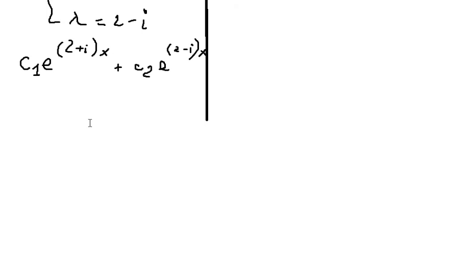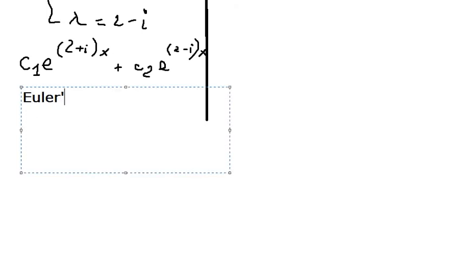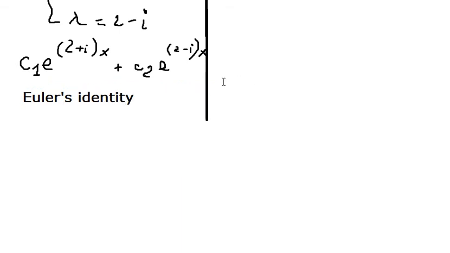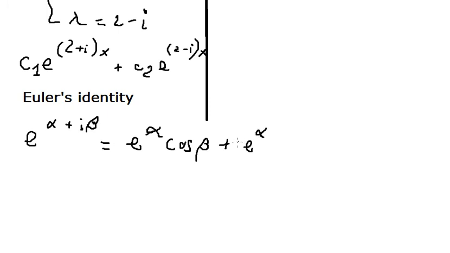The next one, we can use Euler's identity. So the formula, we have e to the power of alpha plus beta i. So you will get e to the alpha cosine beta plus e to the alpha, and we have i in here, sine beta. So we can do this one for here and here.